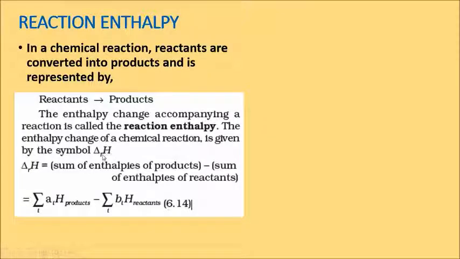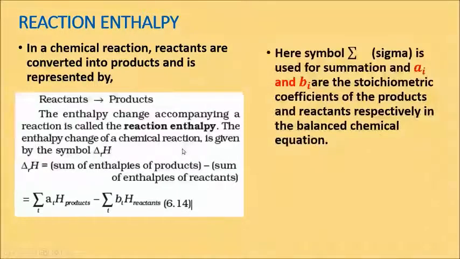Delta H is the change in enthalpy of the reaction, and R represents reaction. So it is the sum of the enthalpy of the products minus the sum of the enthalpy of the reactants. Mathematically we can write it as sigma a_i H products minus sigma b_i H reactants. Here sigma is used for the summation, that is the whole sum, and a_i and b_i are the stoichiometric coefficients of the products and reactants respectively in the balanced chemical equation. So this is the reaction enthalpy.